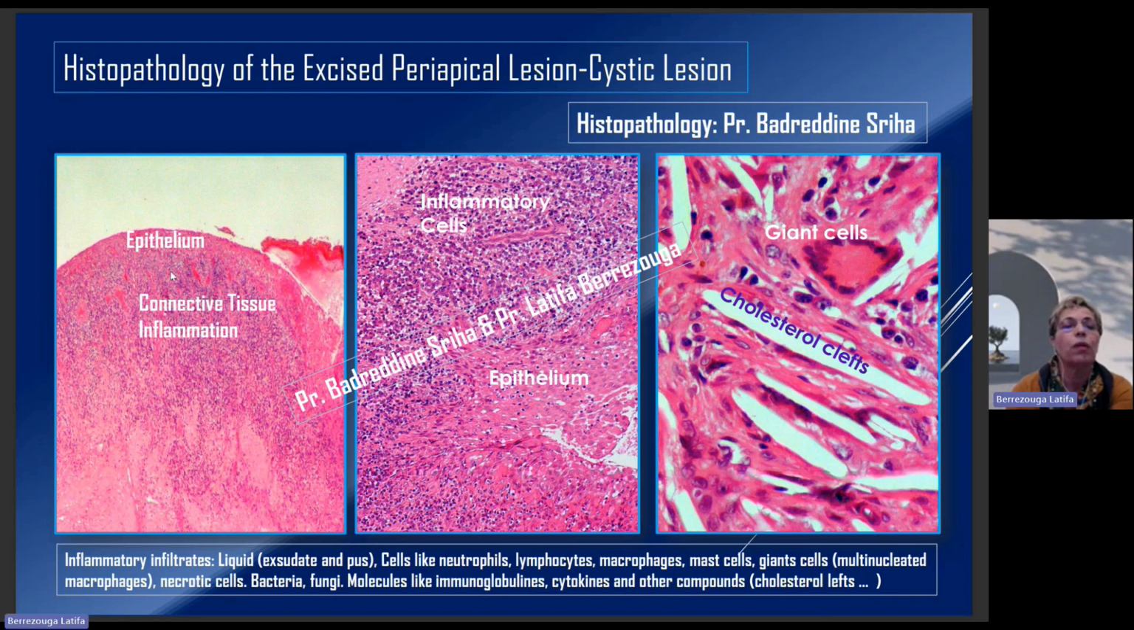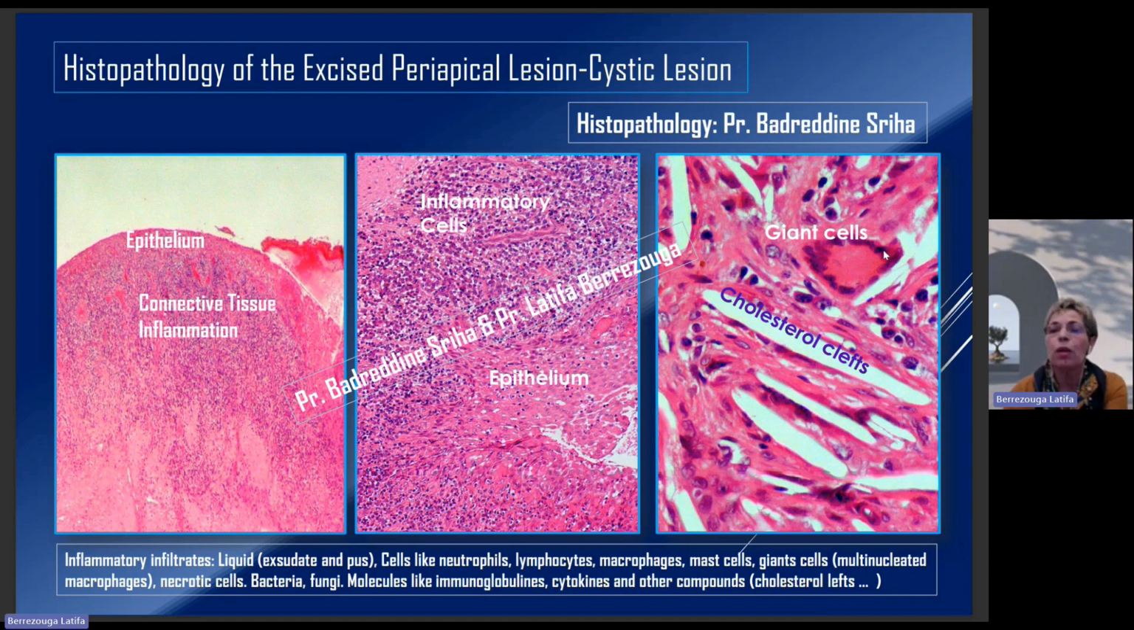And we have the connective tissue here with the inflammatory infiltrate. Okay, this is with magnification. You see this inflammatory infiltrate made up of cells. So we have several types of cells, for example, neutrophils, lymphocytes, mast cells, and giant cells that are macrophages. This is an example of multinucleated giant cells that are macrophages.